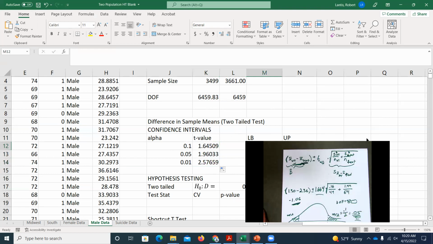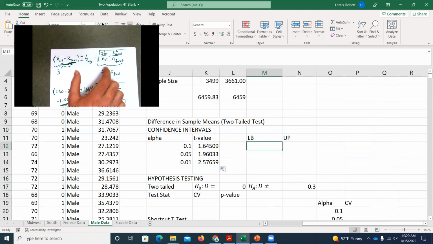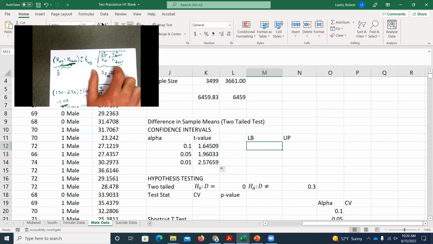Now from here, it's really just using Excel to be a calculator. So I add my margin of error to my lower bound, subtract to get my lower bound, add to get my upper bound. I've got all these values in Excel. It's just going to be a matter of using Excel to be my calculator.